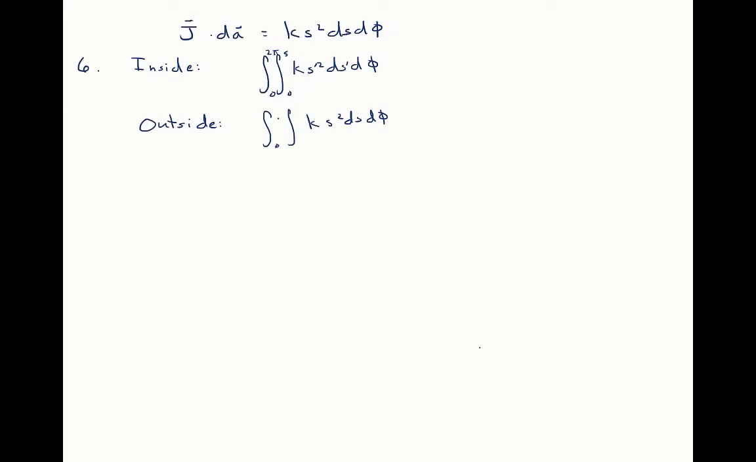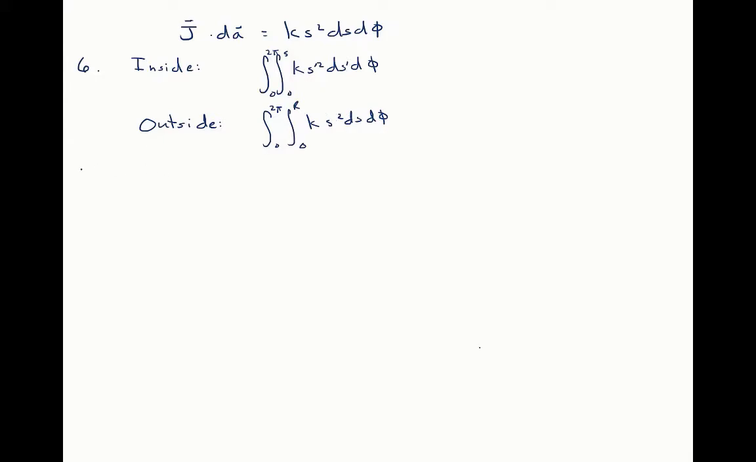Now outside, we're still going from 0 to 2 pi because we're still going around a complete circle, but now s goes from 0 to r, because once you get past r, you're not enclosing any more current because your loop's just including empty space. And you can put a prime on this s too if you want, but you don't have to.